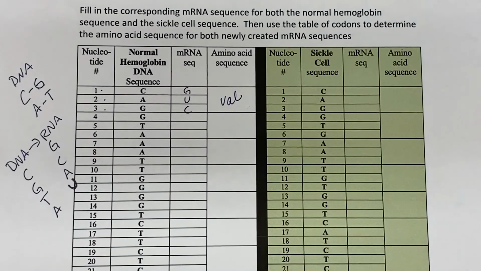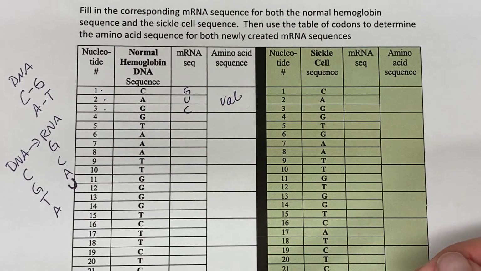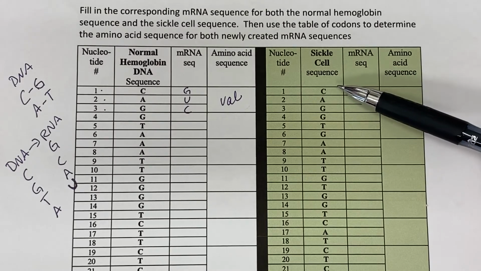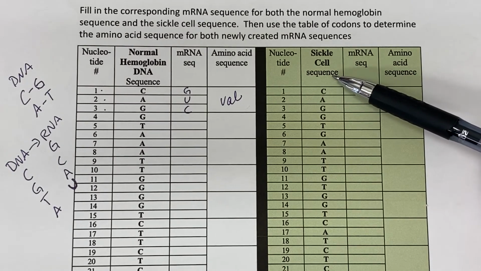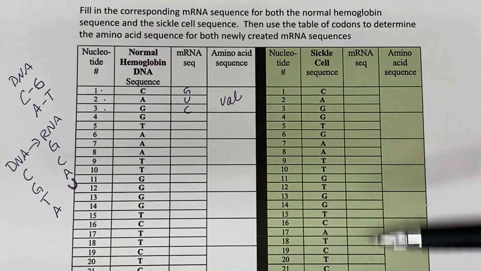As you finish this project, as you finish going through and writing down all of your mRNA sequence and then your amino acid sequence, you'll have a completed amino acid sequence. You'll do the same thing for the mutated sequence. In this case, we're talking about sickle cell disease, which is a mutated form of hemoglobin. So there are a few mutations in here in the DNA.